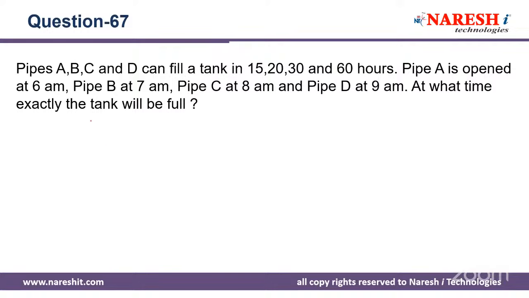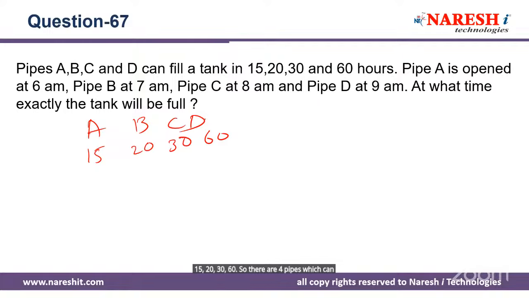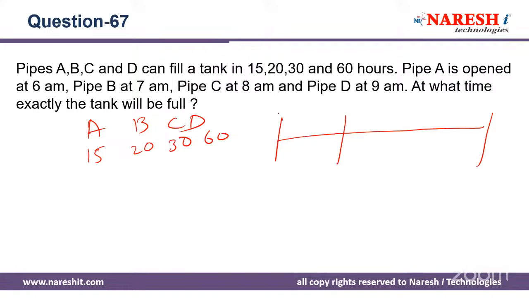Pipes and cisterns. Four pipes A, B, C, D can fill a tank in 15 hours, 20 hours, 30 hours, and 60 hours. Pipe A is opened from 6 o'clock to 7 o'clock. Pipe B is opened at 7 a.m. At 8 a.m., pipe C is opened.